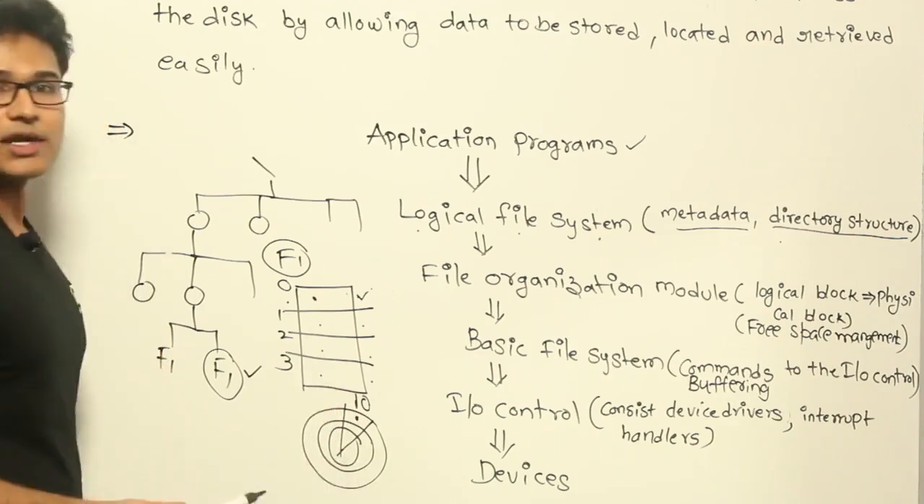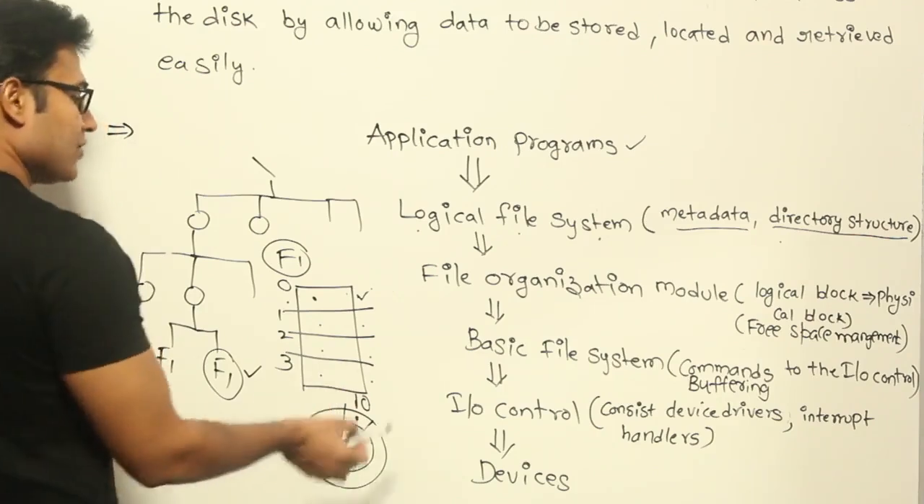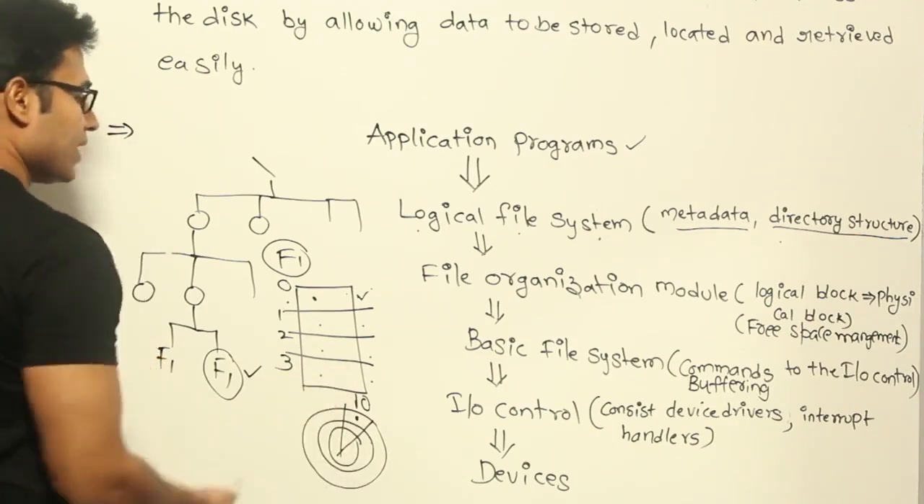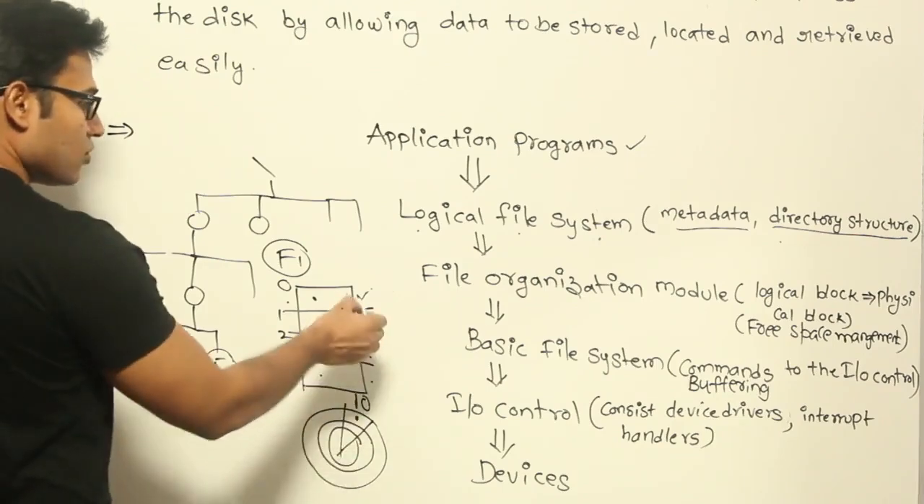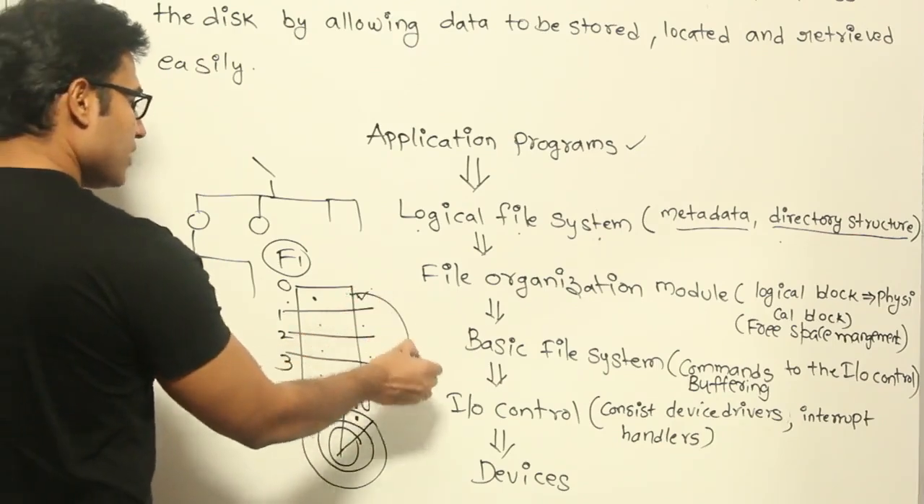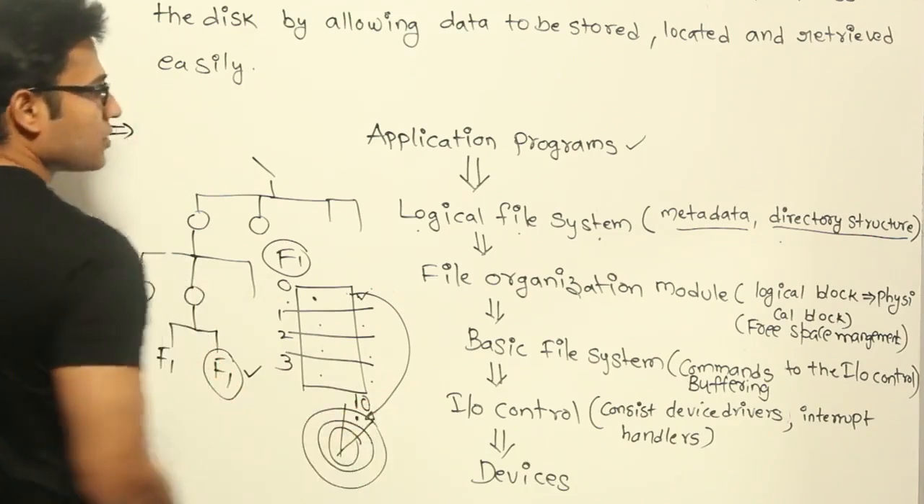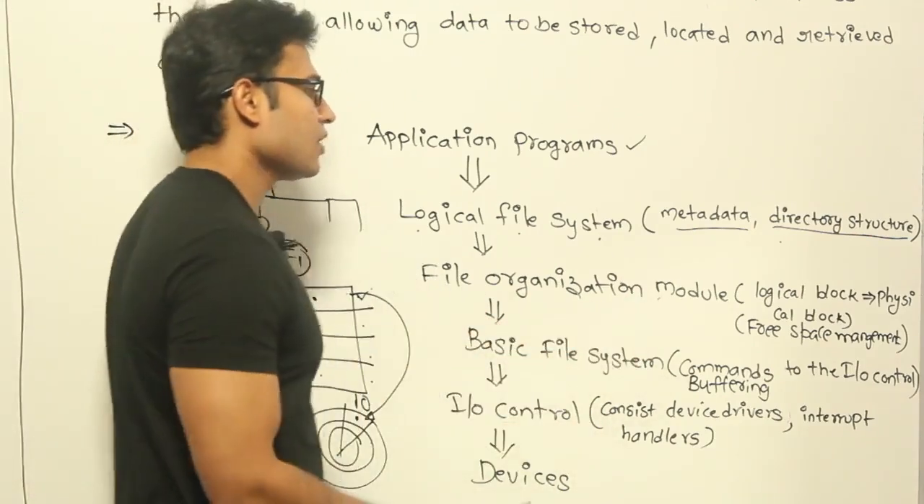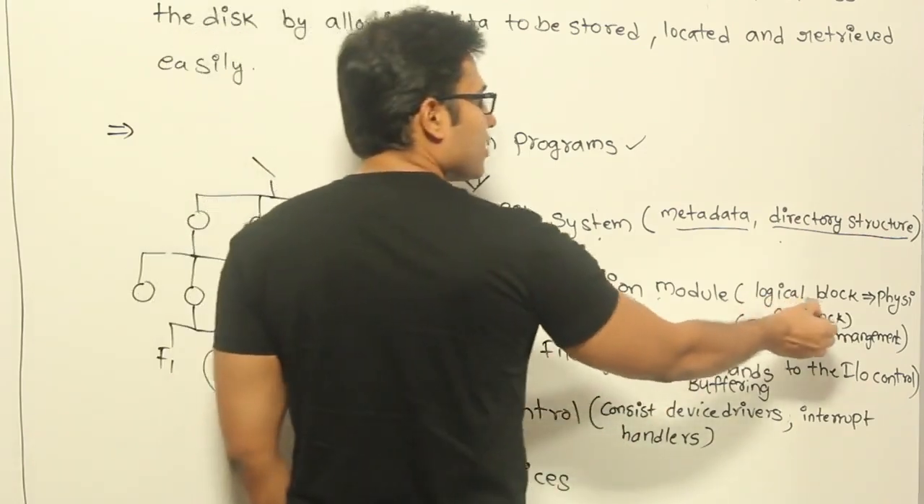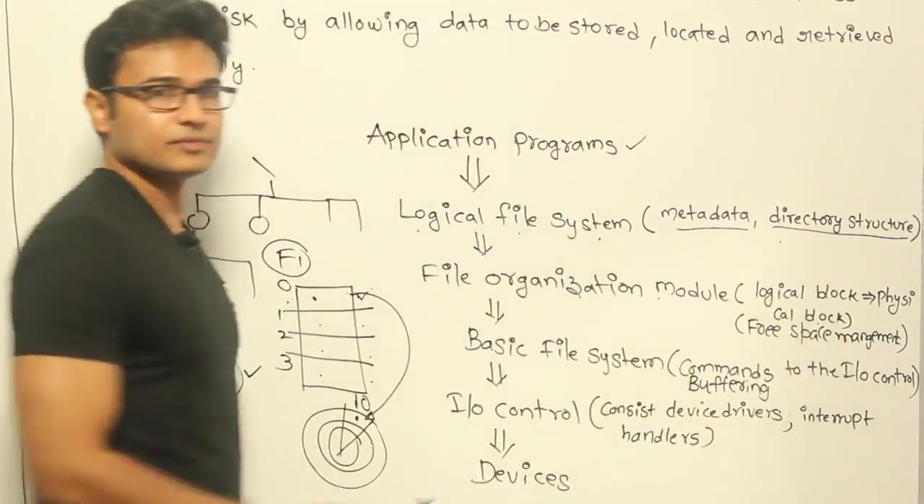And sometimes there will even be something called cylinders, right? So you might have a cylinder, and within a cylinder you might have tracks, and again within a surface. So there are many things going to be there. So you have to map the logical block into a physical block. So that is being done by the file organization module. Now this is going to have the logical block to physical block mapping, right?